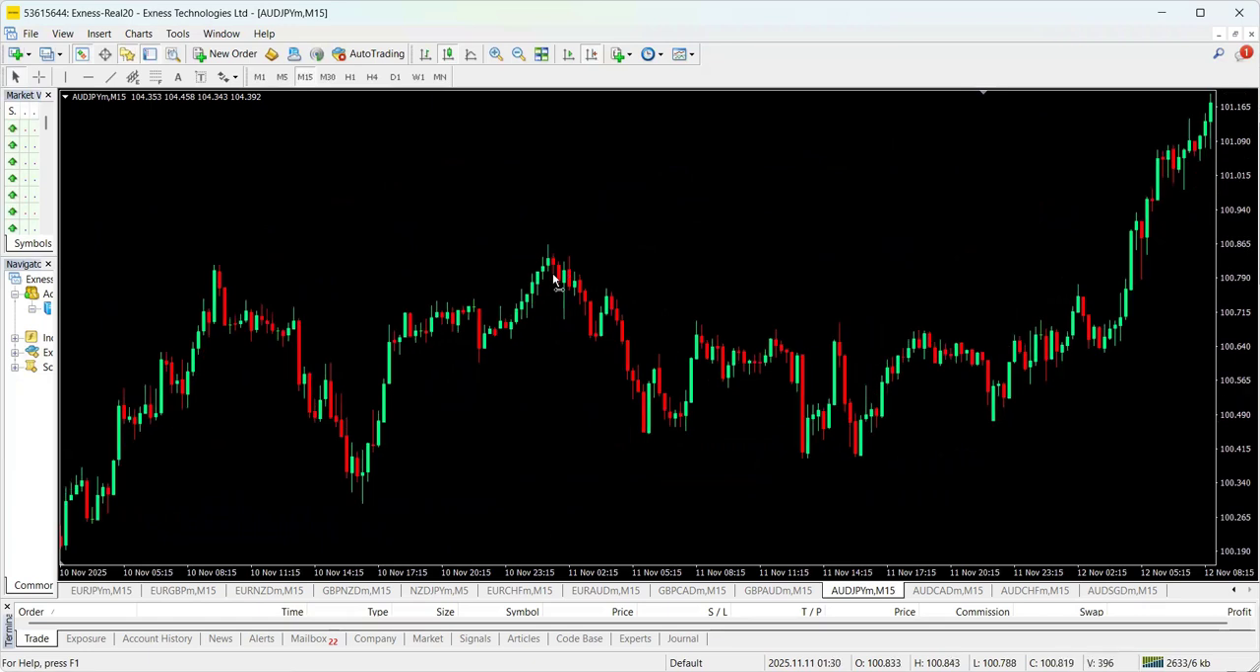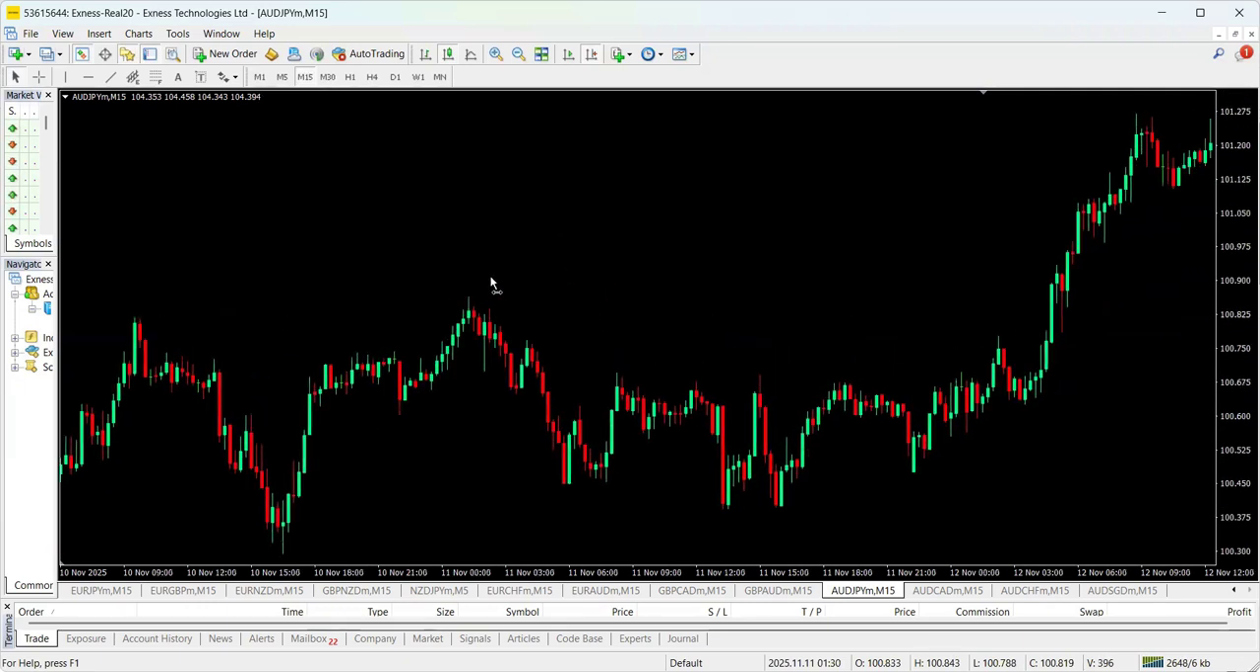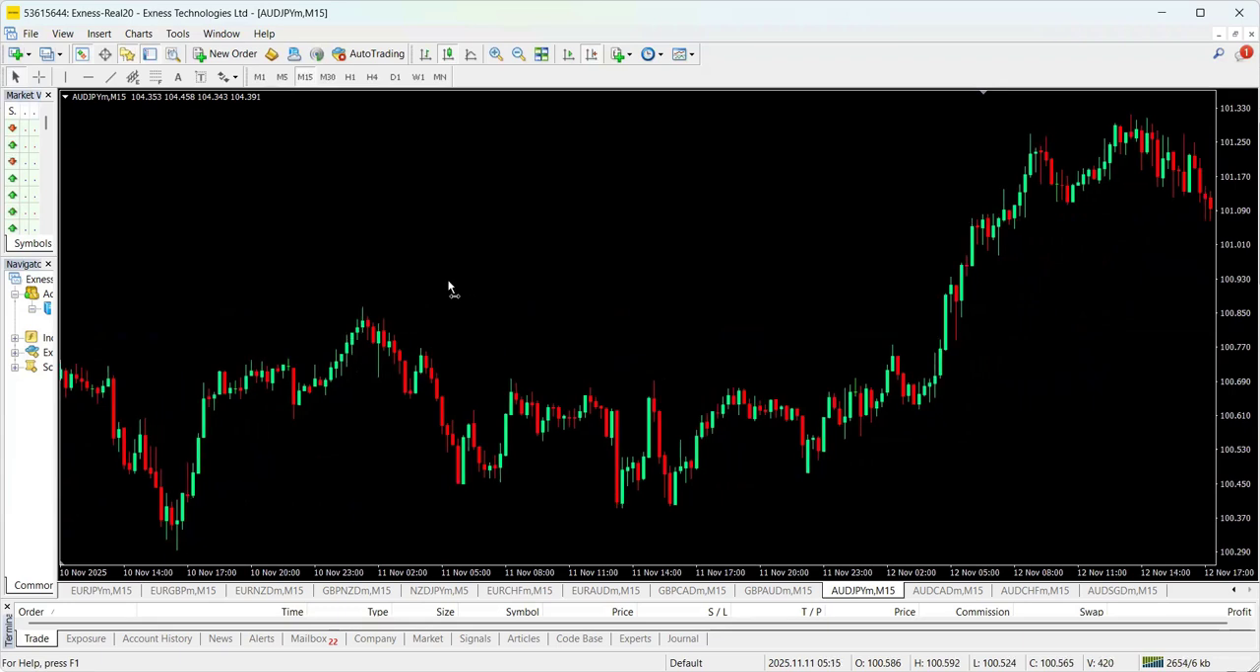So you see, they're moving up, okay? So let's look at another one here. This market moved down here, moved up, okay, then moved down, all right?